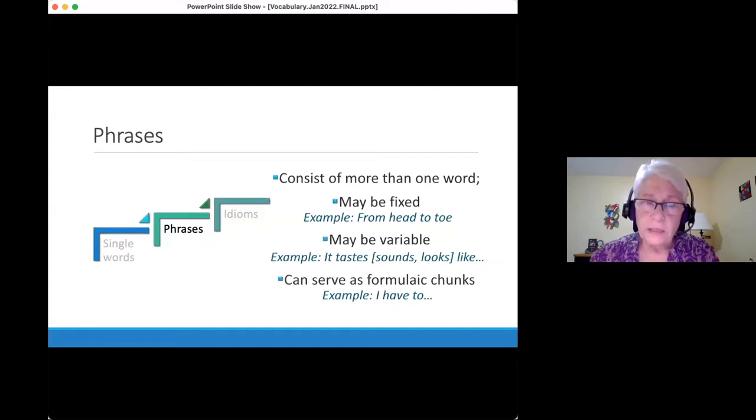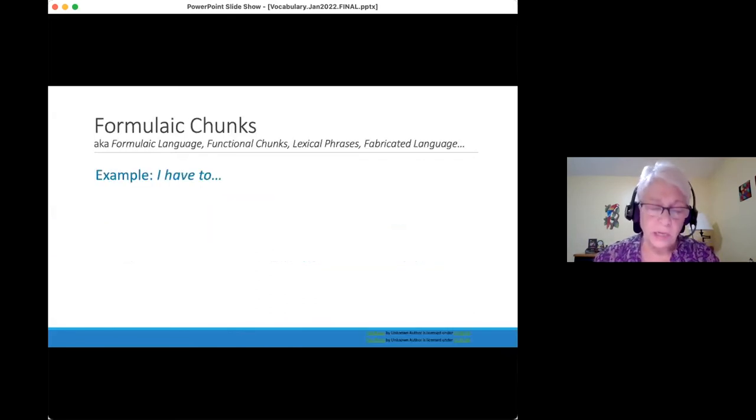Or phrases can serve as formulaic chunks, words that are clustered together in their use. So for example, I have to go, I have to come, I have to do my homework, I have to eat. We're going to take a little bit closer look at formulaic chunks. You may actually be familiar with this concept by a different name. So I've listed some of those. Formulaic language, functional chunks, lexical phrases, fabricated language, and there's probably more. And again, our example from the previous slide is, I have to.